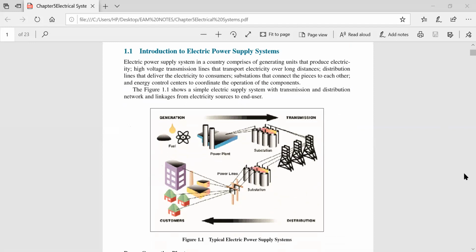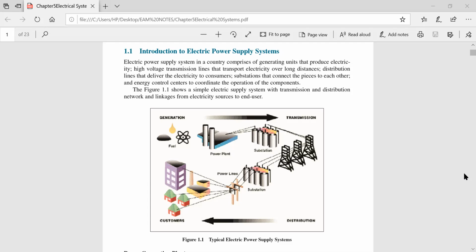One is generation, then transmission and distribution. In generation, you're generating the electricity, converting one form of energy into another. Either hydro energy is converted into electrical energy, or when we are burning coal in combustion, steam is produced that we convert into electrical energy. So what I'm saying is the generation system.